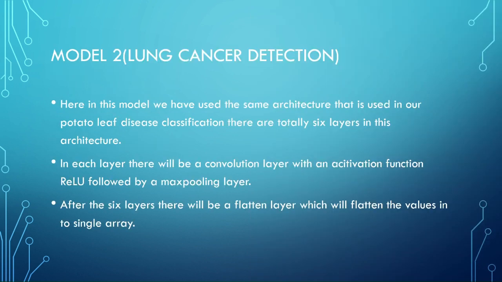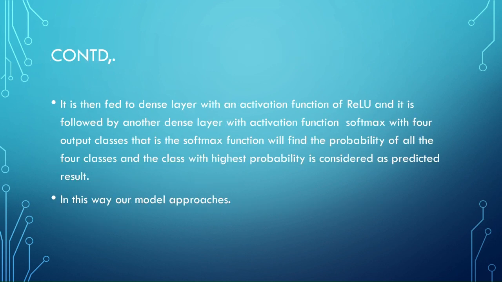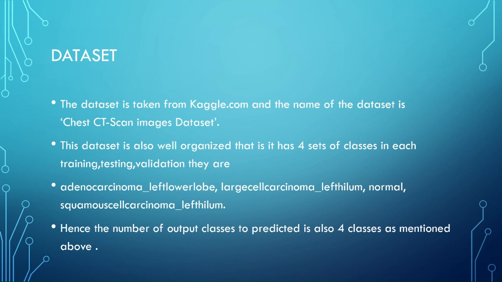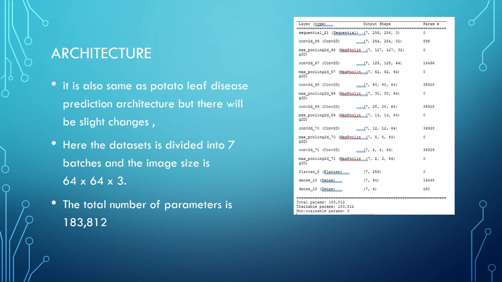Model 2, the lung cancer detection. Here in this model, we have used the same architecture as the leaf disease detection, the same max pooling layer, the same activation function and the same 6 layers of convolution, but we have changed the image size and some other pre-processing techniques so that we can arrive at a somewhat better output. Dataset taken from Kaggle. Architecture is the same. At last it has 7 batches of 4 output classes.